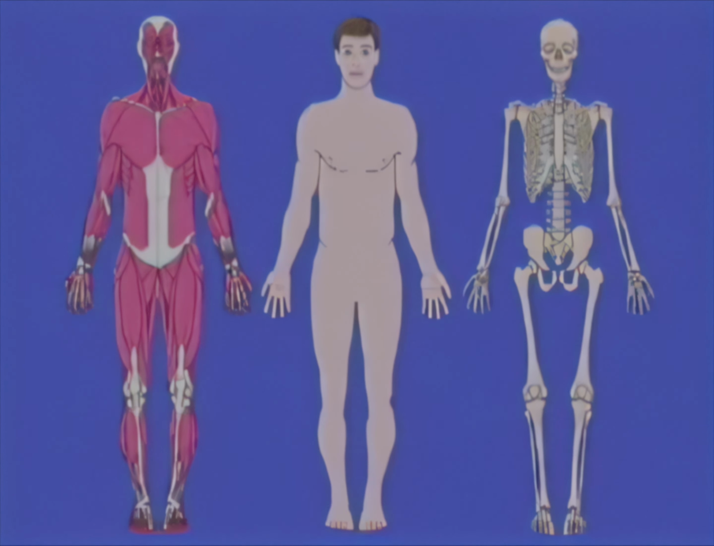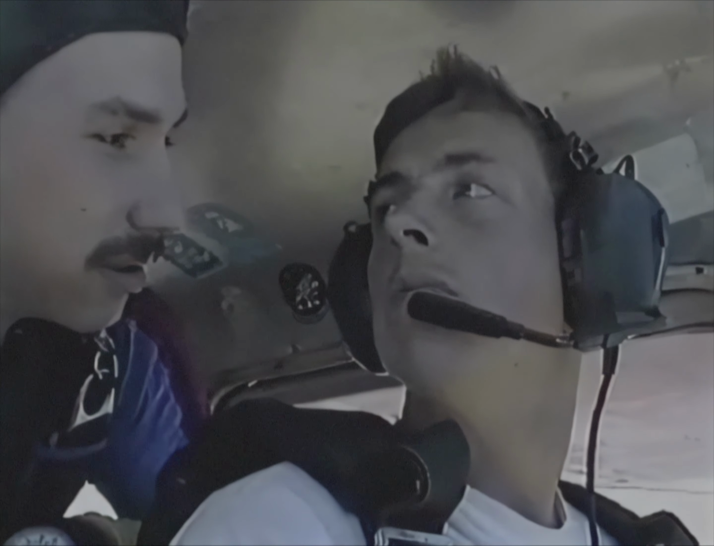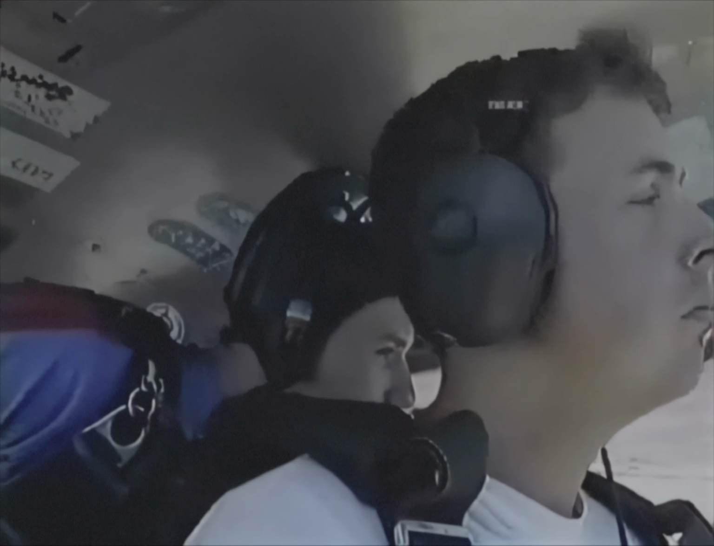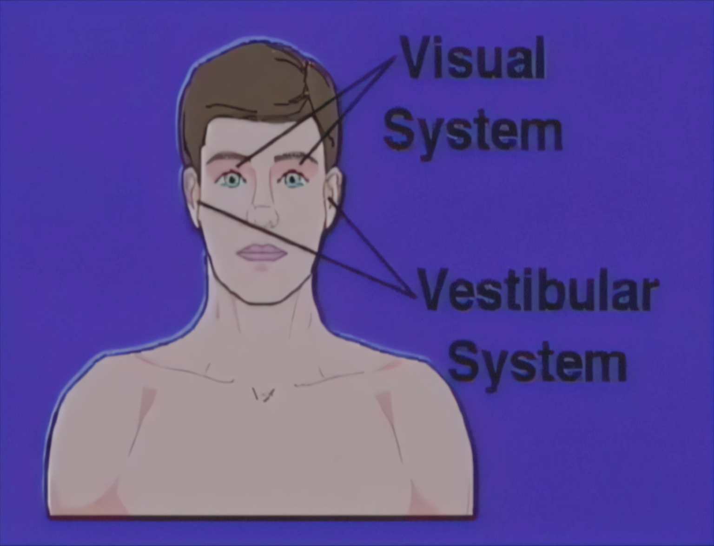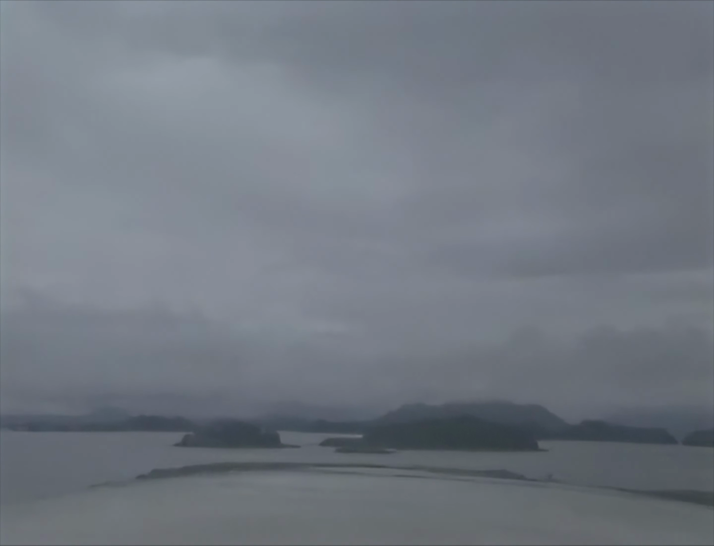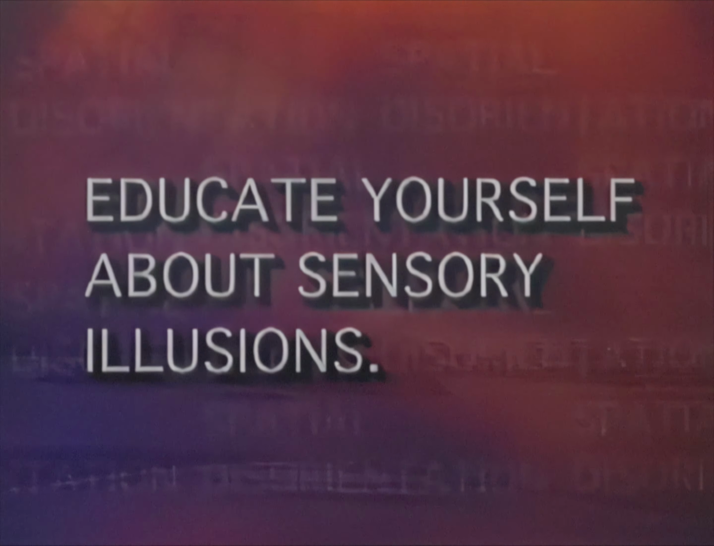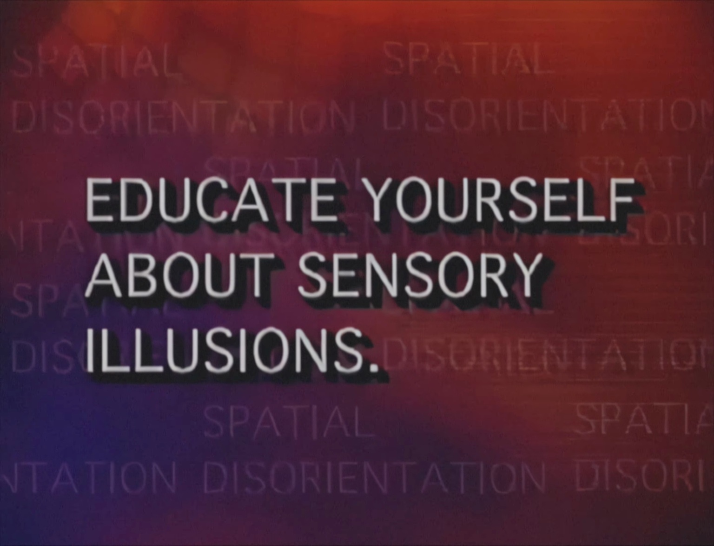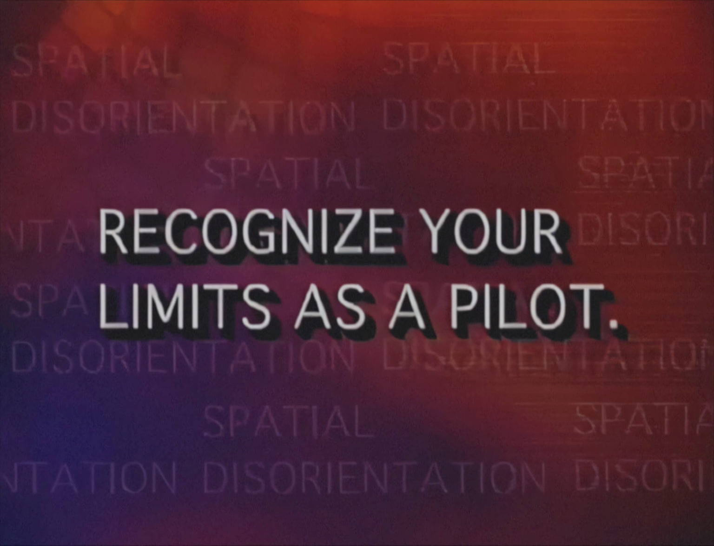Proprioceptors provide information about body position and movements. Hearing does not play any significant role in illusions and plays a minor role in spatial orientation. The dominant role that the visual and vestibular systems play in spatial orientation overrides the small inputs of the proprioceptive and auditory systems. The best way to protect against spatial disorientation is to educate yourself about sensory illusions. Recognize your limits as a pilot.